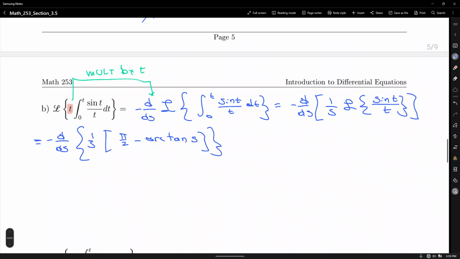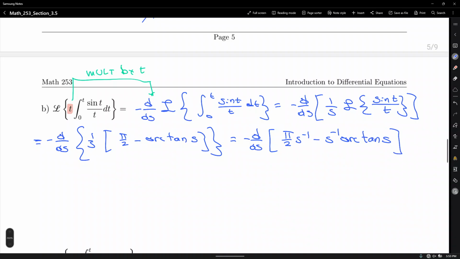So we need to differentiate this. Let me simplify a little bit. I'm going to distribute the s, and since we're going to differentiate that 1 over s after distributing, I'm going to move it to the numerator with a negative exponent. So negative d/ds of pi over 2 s to the negative 1 minus s to the negative 1 arctan of s.